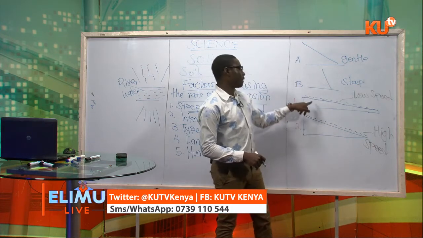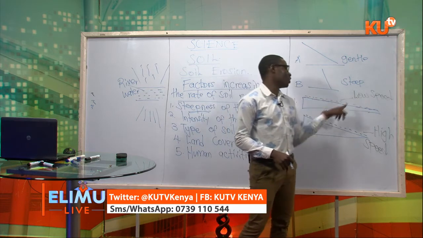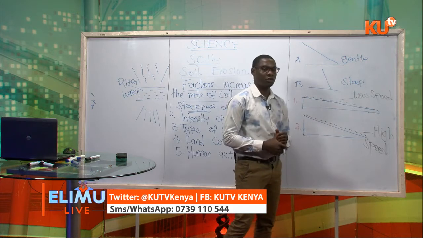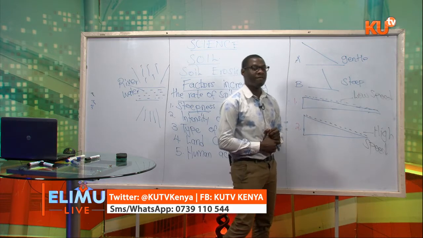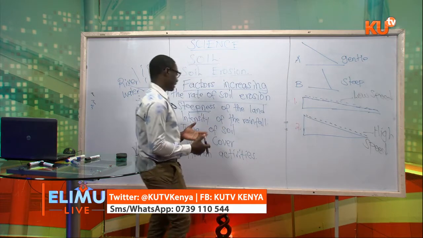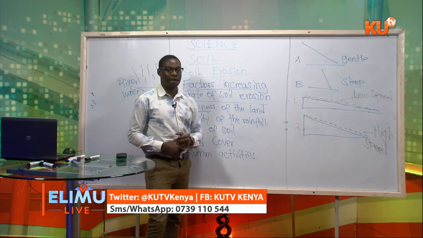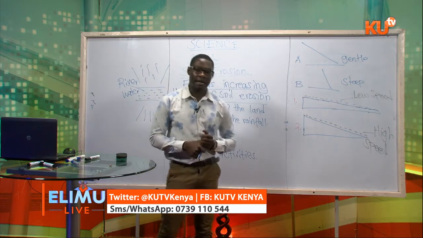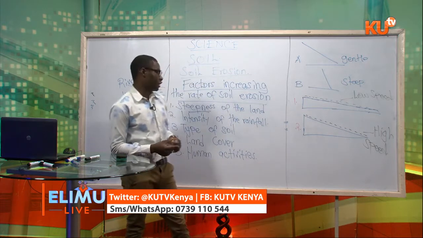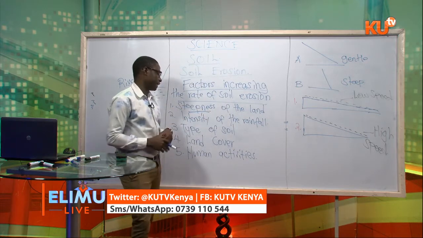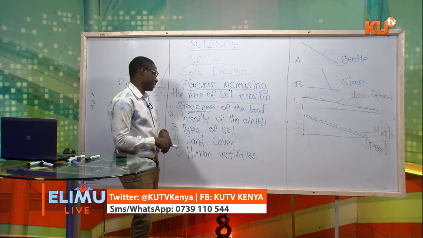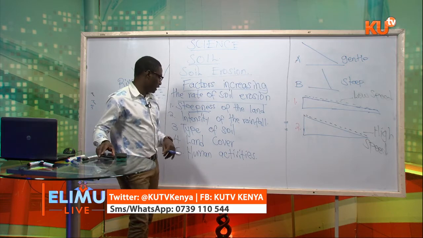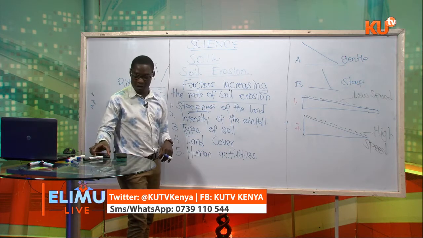As the soil particles are being carried downwards, the rate of soil erosion is very high. But because we have a low speed of flowing water here, the rate of soil erosion will also be very slow, such that the steeper the land, the more the soil erosion, and the gentler the land, the less the soil erosion. So that is the first factor that we have looked at, which is the steepness of the land. Let's look at our second factor, which is intensity of rainfall.